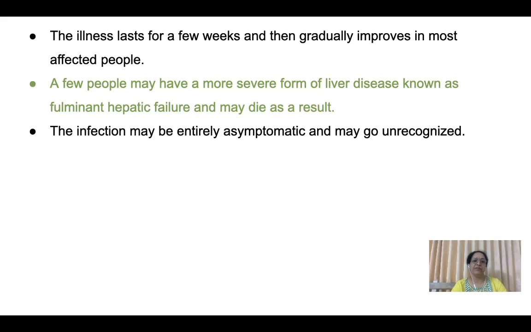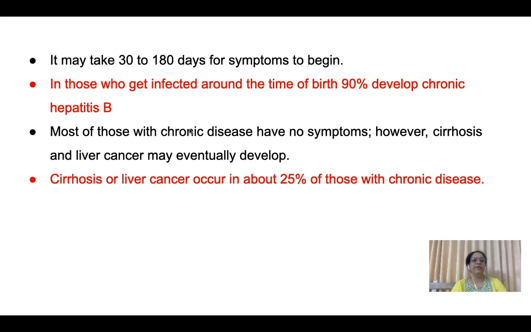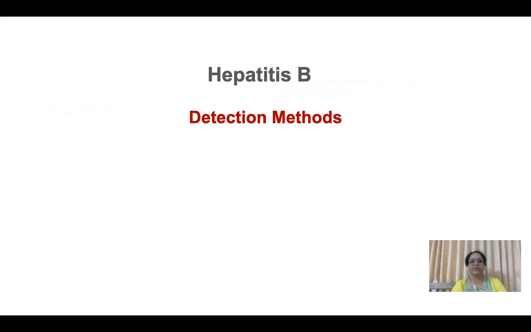The infection may be entirely asymptomatic and may go unrecognized in some patients. It may take 30 to 180 days for symptoms to begin. In those who get infected around the time of birth, 90% develop chronic hepatitis B. Most of those with chronic disease have no symptoms. However, cirrhosis and liver cancer may eventually develop in some cases. Cirrhosis or liver cancer occur in about 25% of those with chronic disease.